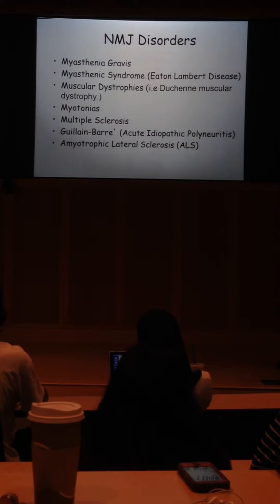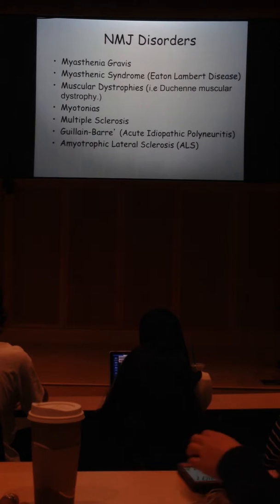You have multiple sclerosis, and you have Guillain-Barré syndrome as well as ALS. ALS in the States is also known as Lou Gehrig disease, which is pretty much where your motor units, the motor neurons, actually decompose. However, let me give you examples of a few of them.